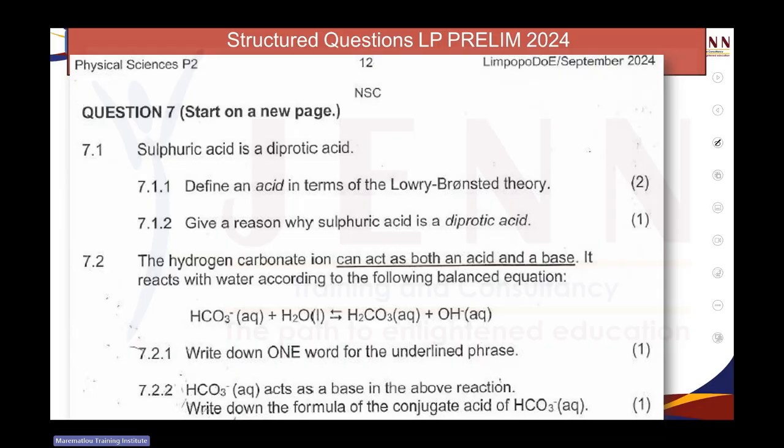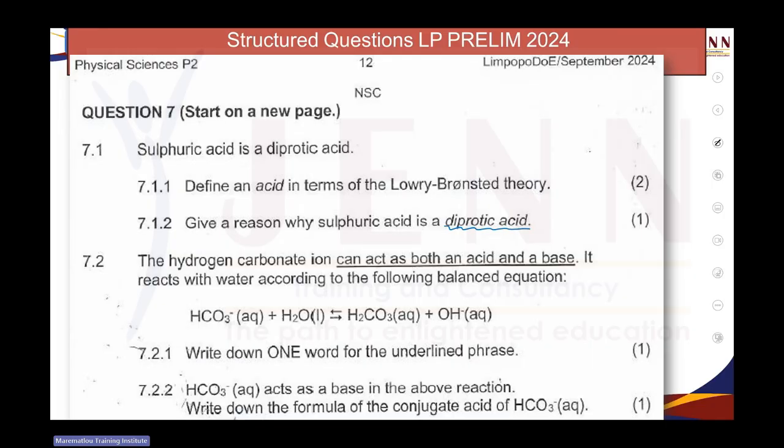2 marks. We're good? Now, it's a proton donor. Okay, give a reason why sulfuric acid is diprotic. That means they want you to define diprotic. That means it is able to donate 2 protons. You see, 3 marks in the bag.